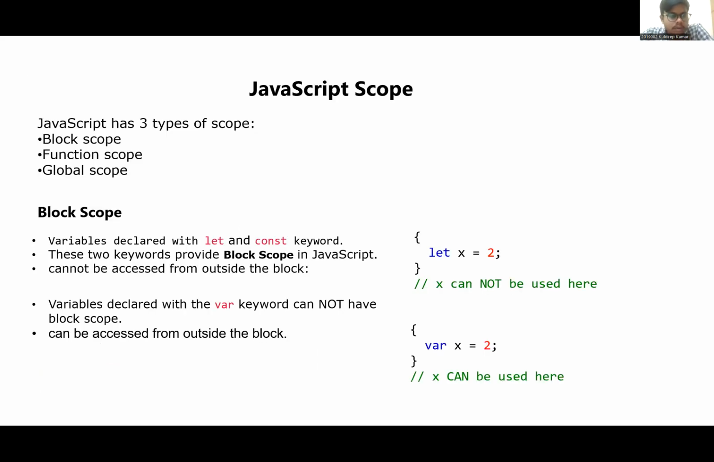And this is JavaScript scope. JavaScript has 3 types of scope: block scope, function scope, and global scope. First is block scope. Variables declared with the let and const keywords provide block scope in JavaScript. This means if a variable is declared with let or const, it cannot be accessed from outside the block. But a variable declared with the var keyword can be accessed from outside the block.